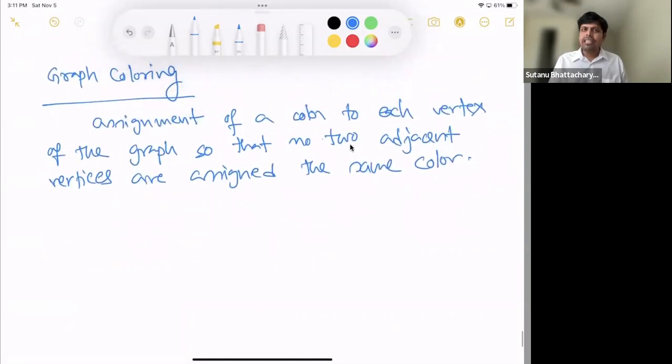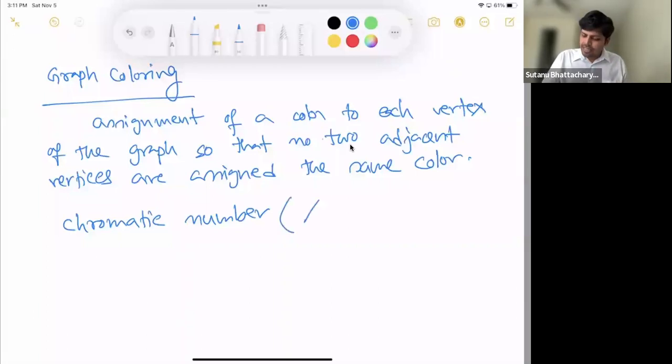And the minimum number of colors is called the chromatic number. So the chromatic number is the minimum number of colors needed to color a graph. When we discuss bipartite graphs, we need a minimum of 2 colors. So the chromatic number of any bipartite graph is 2. And it is denoted as chi of G. It is called Greek chi.